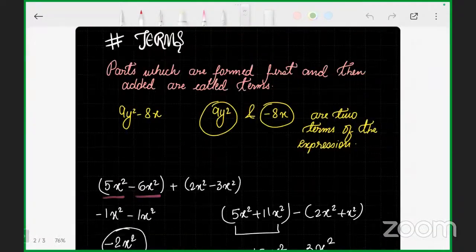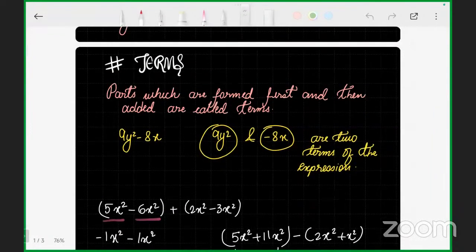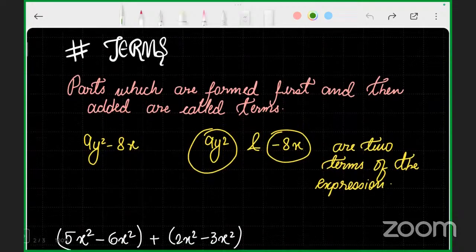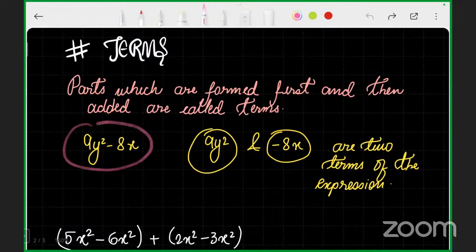Okay, we were talking about terms, right? So what is a term? What is the meaning of terms in algebra? Basically, they are parts that are formed, and when these parts are added together, they are called terms.